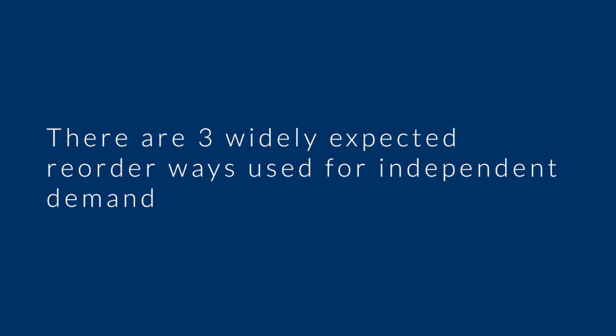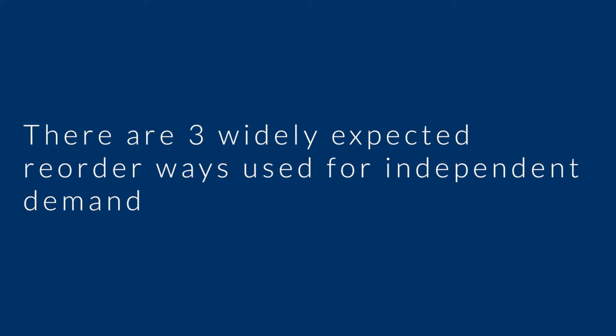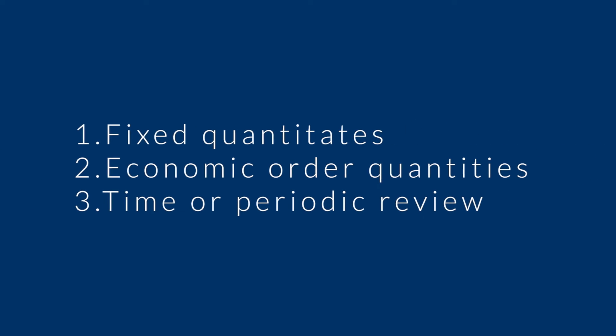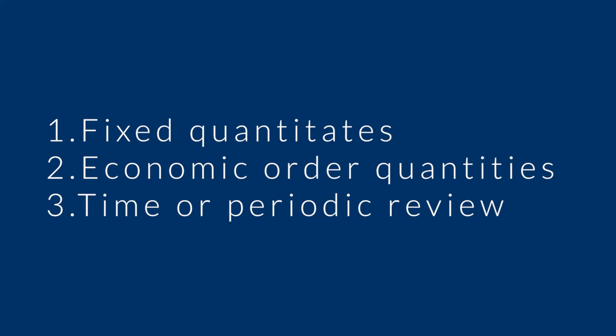With that, let's move on to the second thing, which in this case is reorder quantities and levels. This technique is suitable when you're talking about independent demand stock items. Remember, we talked about those earlier when we were classifying stocks. There are 3 widely used reorder methods for independent demand, and these are fixed quantities, economic order quantities, and time or periodic review. With fixed quantities, we're talking about a situation where you're just ordering the same thing, the same quantity. So how do I manage this?